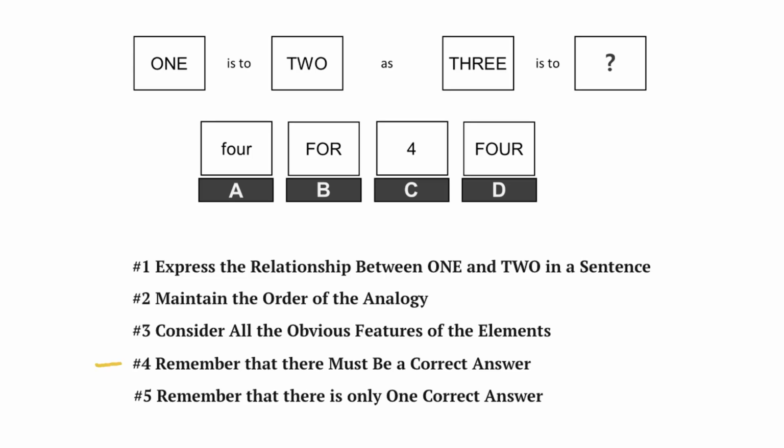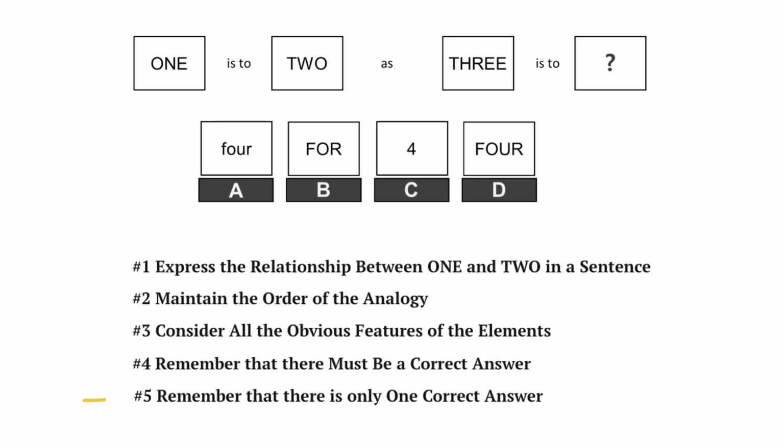Then we have essential rule number 4. Remember that there must be a correct answer. So there are no trick questions here. If you are able to look at the revealed pair and determine the logic within, then you will be able to confidently determine a correct answer.